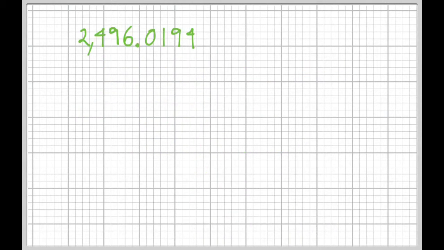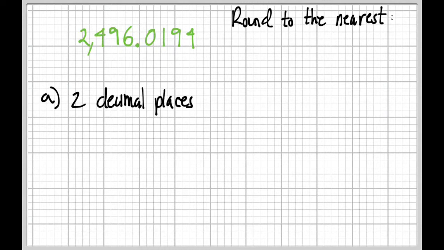So let's do some examples. Here's that same number. Let's round it to the nearest 2 decimal places. Okay? So here's the second decimal place. Here, the 1, right? And what we're going to do is look at the one after it. We've already kind of talked about this. We're going to look at the one after it. It's a 9, so that means it's going to round up.